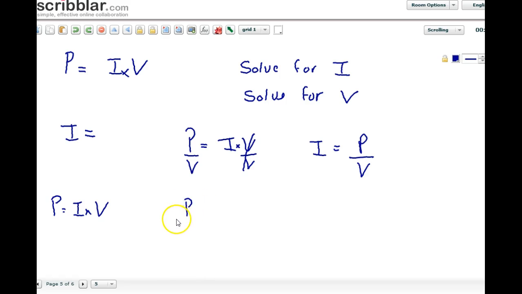So on the left hand side I will end up with P over I, and on the right hand side I know that I divided by I is going to give me 1, so I can ignore that and just write the P. So I've missed out this step here. Well, I've not missed it out, I've just not shown it. So V is equal to P over I. So if I can write this in a more familiar form, V is equal to the power divided by the current.